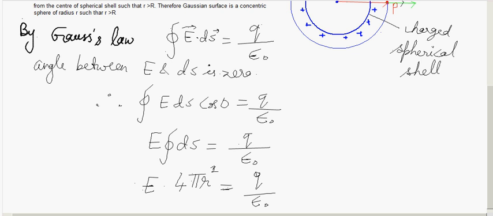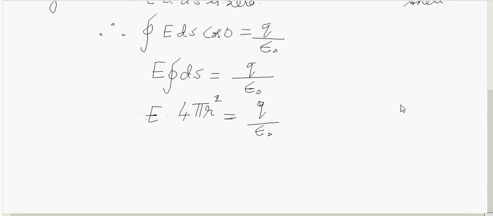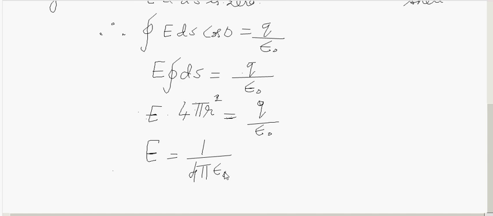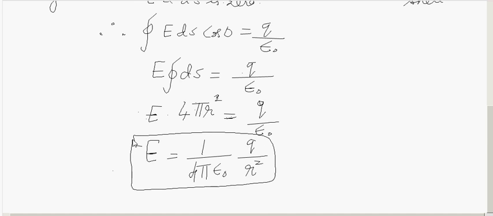Or I can write the electric field E is one by 4 pi epsilon naught into q by r square. So this is the electric field outside the shell. So E is 1 by 4 pi epsilon naught into q by r square.